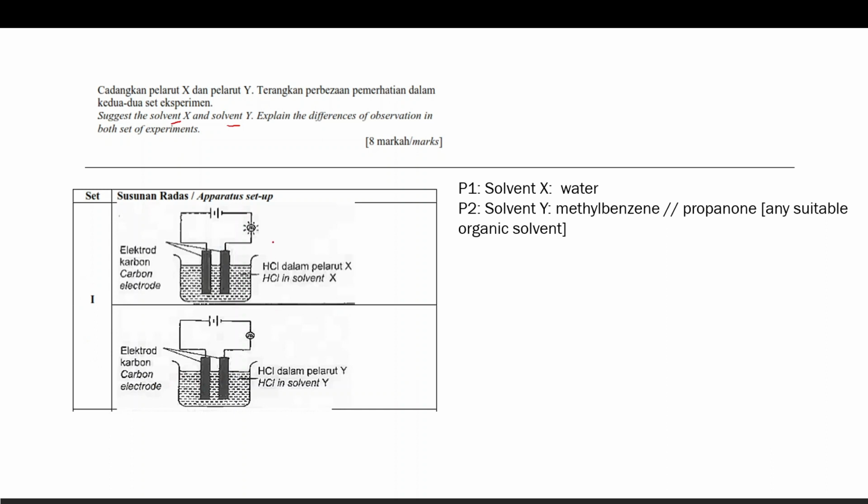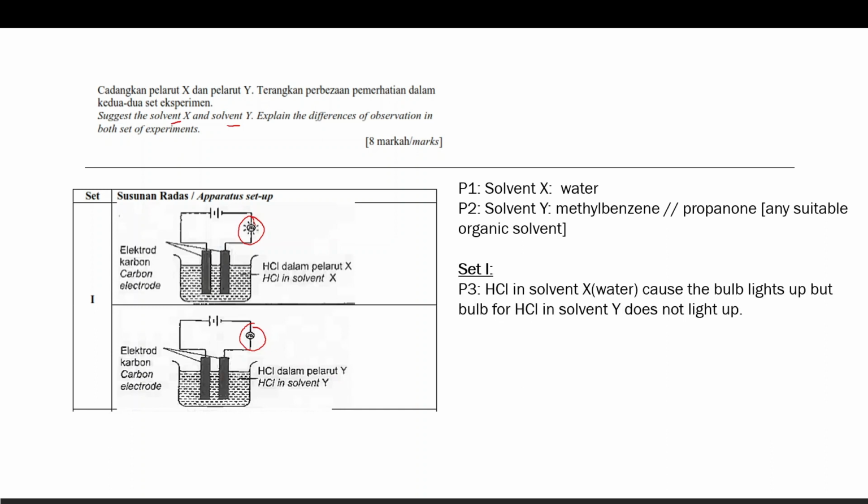In set 1, in solvent X the bulb lights up, but in solvent Y the bulb does not light up, right? So in set 1, the hydrochloric acid, HCl, in solvent X, in water, will cause the bulb to light up, but the hydrogen chloride in solvent Y does not light up the bulb. Okay, so you need to explain why.